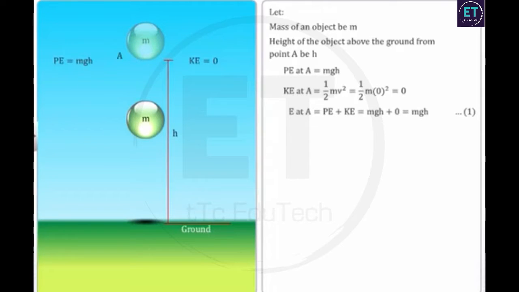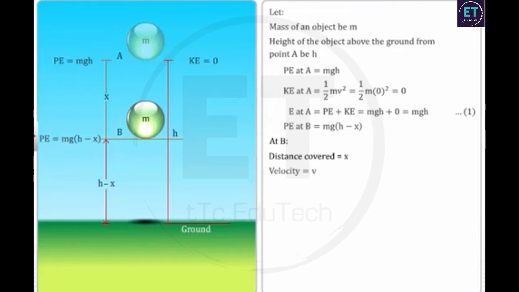When the body is falling down, consider a point B at a distance x from A, the initial rest position. Here, the height of the body becomes the difference between h and x, and we get the potential energy as mg multiplied by h minus x. At point B, the body has covered a distance x. Its velocity at the end of this distance is v. The kinetic energy of the body at B is equal to half mv square. The total energy E at B is the sum of potential and kinetic energies at B. That is, it is the sum of mg multiplied by h minus x and half mv square. Let this be equation 2.